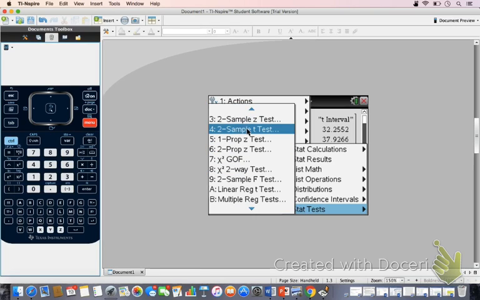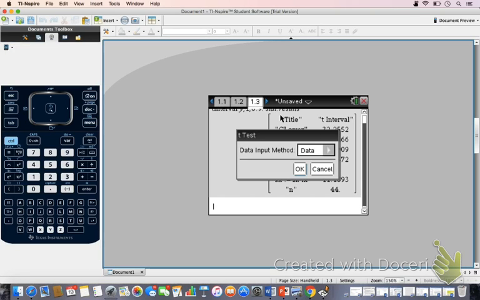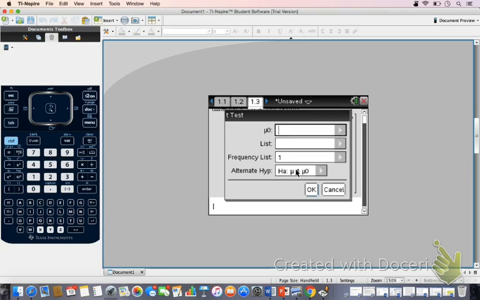So you've got all these other choices. Notice these say prop. These are proportions. We're dealing with means. We're going to pick a t-test. This is a one sample t-test for means. And again, we can ask our calculator to read the data that's already there. We're going to click OK.